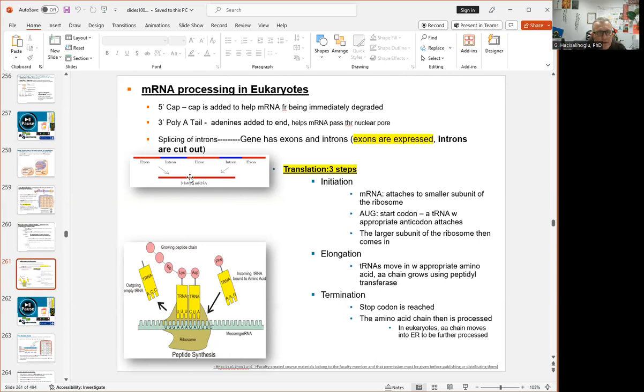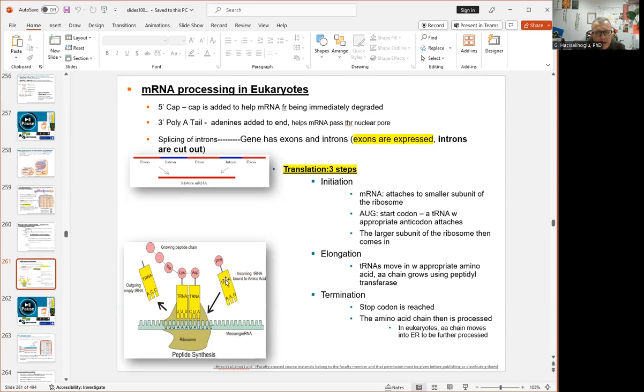Then 2 things are added to the 2 ends. A 5' cap is added to the 5' end, and a 3' poly A tail is added to the other end. These are the three things in processing eukaryotic mRNA. Then translation is ready. This mRNA is now more compact and processed, and it moves out and finds a ribosome. Now it needs to start initiation, elongation, and termination of translation. So we need AUG as a start codon.